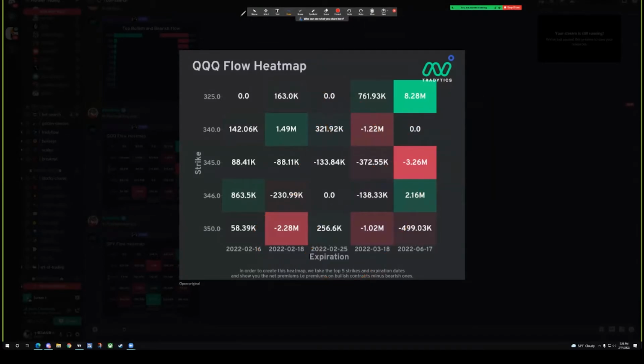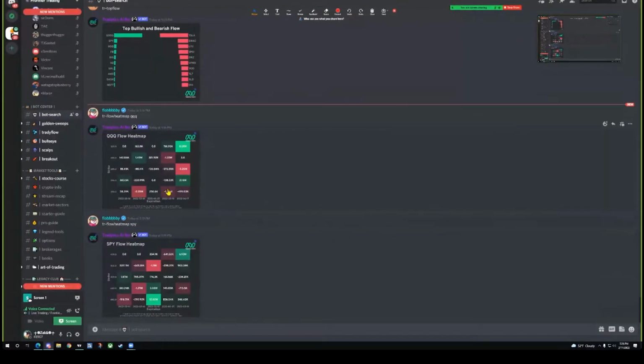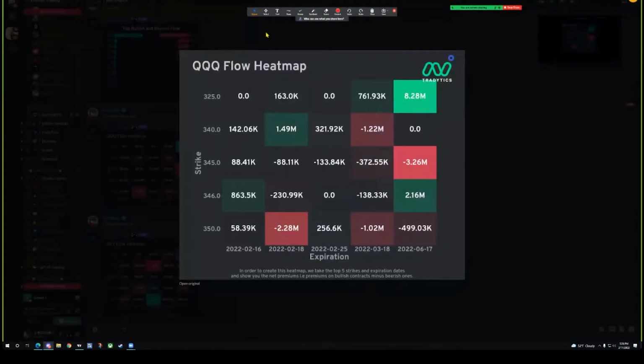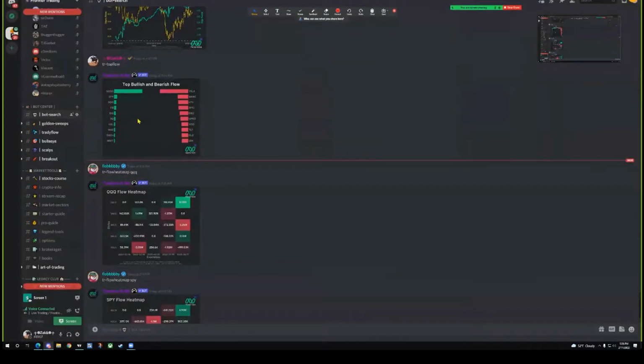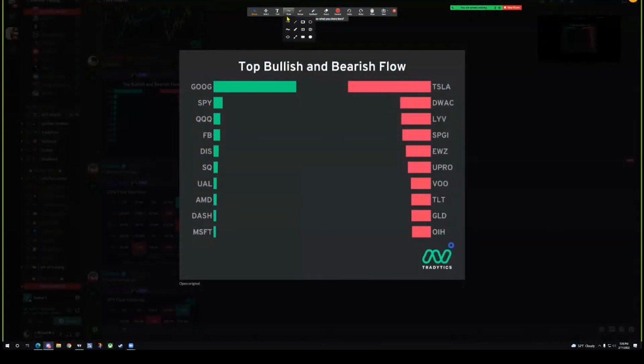And of course, this is going to take you guys a little bit of practice, and we'll have to do more lessons on them over time to keep you reminded. But that's kind of just the gist idea of what this is. So knowing that, now you go ahead and you look at the top bullish flow.